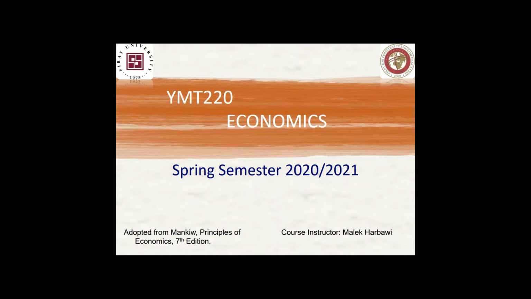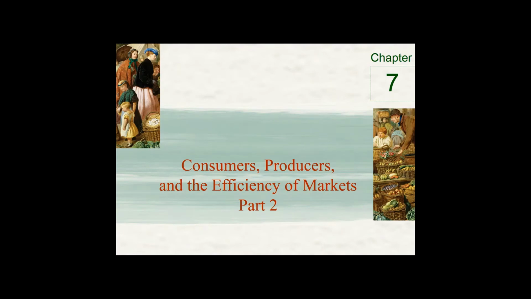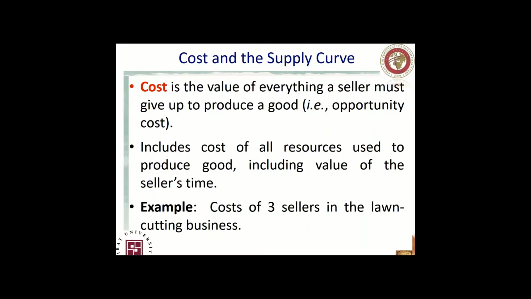Welcome to YMT220 Economics. We are still speaking about Chapter 7. We spoke about the first part, consumers, producers, and the efficiency of markets. We discussed the buyers or the consumer surplus and its relation to the demand curve. Now we will speak about the producer surplus and its relation to the supply curve, and then we will conclude by discussing the efficiency of the market and addressing the issues related to it.